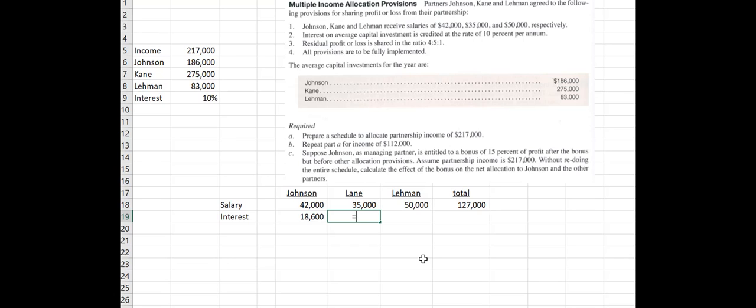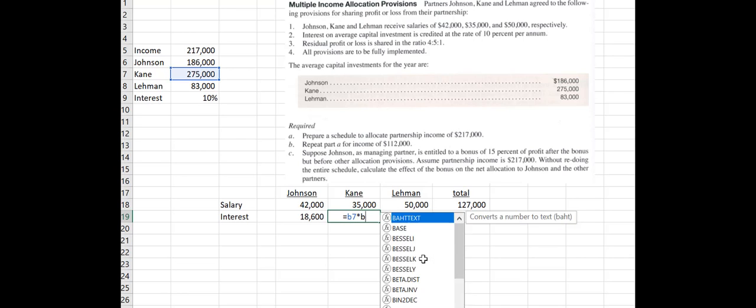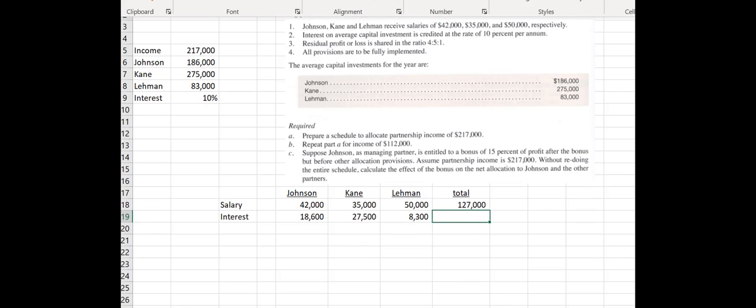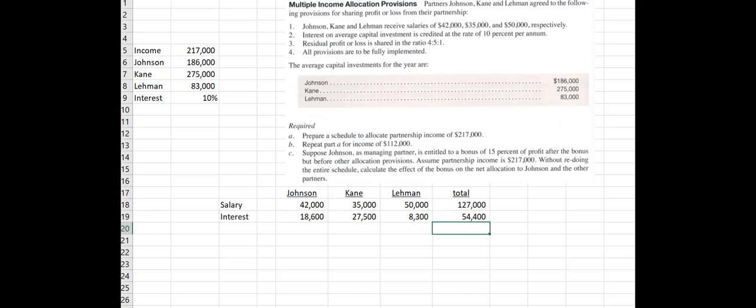And I want to do the same for the next two partners. So Kane. Let's fix that. Clients don't like it when you get their names wrong. Kane gets B7 times B9. And Lehman gets B8 times B9. And again, I want to total that up. So the total of that row is 54,000.